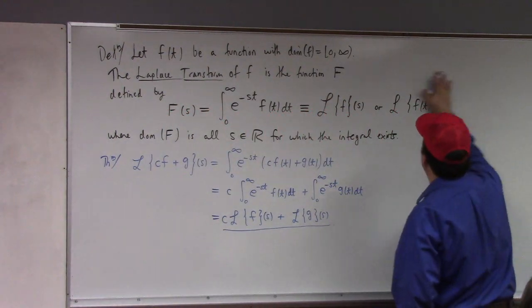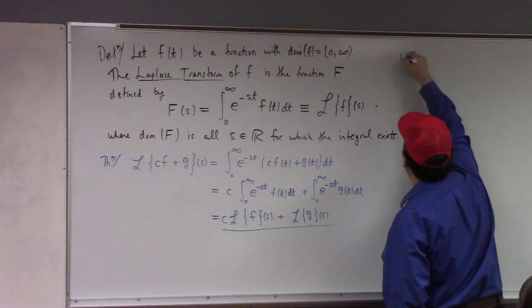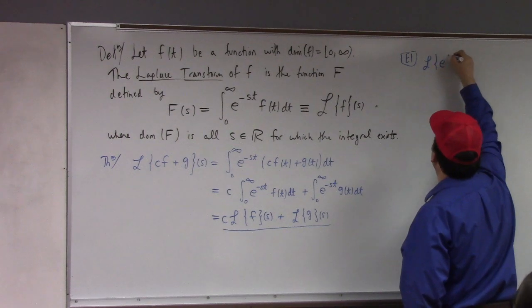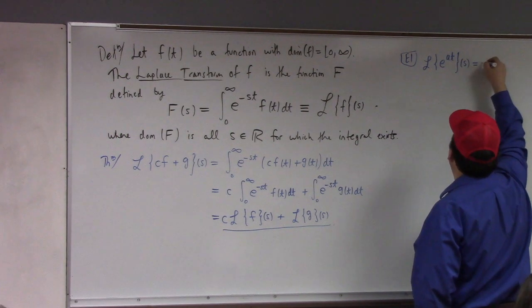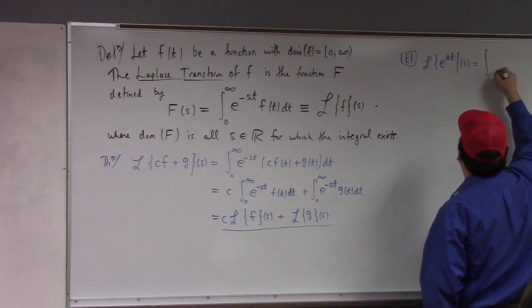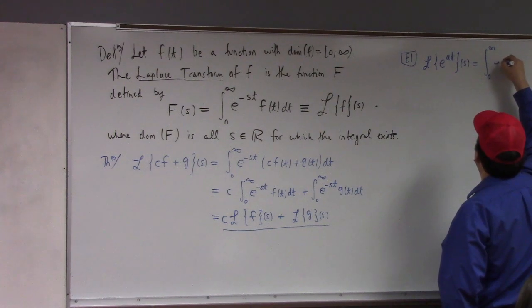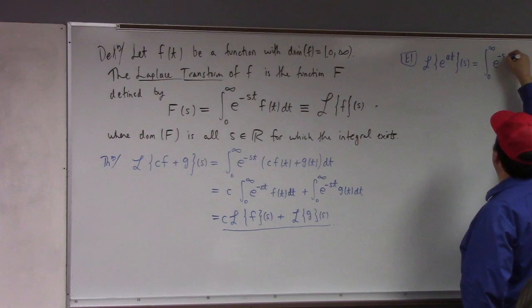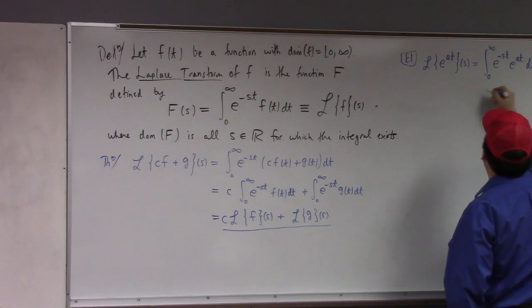So like example 1, what is the Laplace transform of e to the at? What do we got to do? We're up against the integral from 0 to infinity of e to the minus st times e to the at dt. All right?